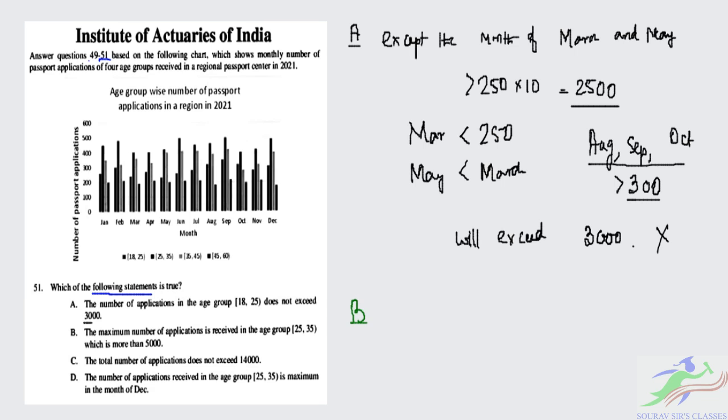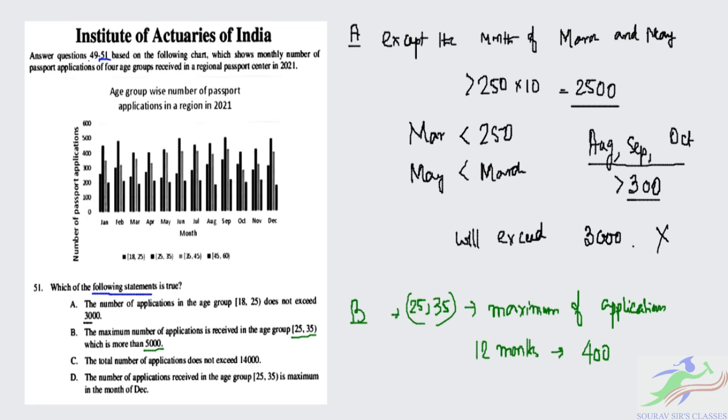It is given that the maximum number of applications received in the age group of 25 to 35 is more than 5000. That is in the age group of 25 to 35, right? So it is clear that the maximum number of applications received in the age group of 25 to 35 in all months, we have already found it before, that maximum number of applications has been submitted, right? So the number of applications is at least 400 in all months, for these 12 months we have at least 400 in all months.